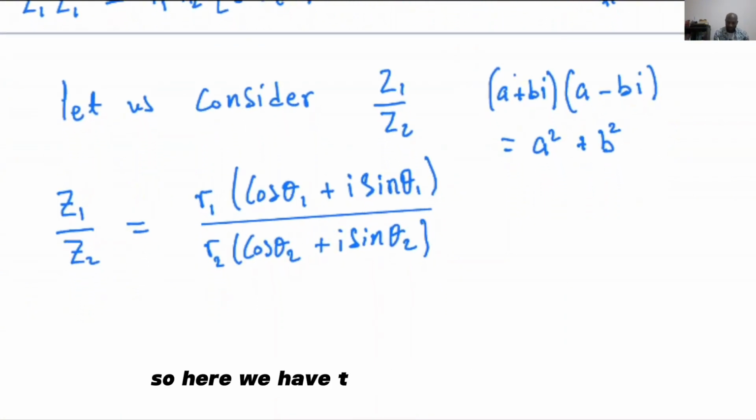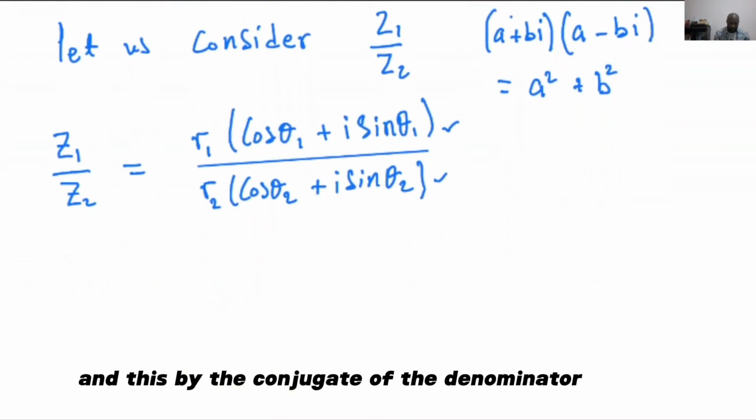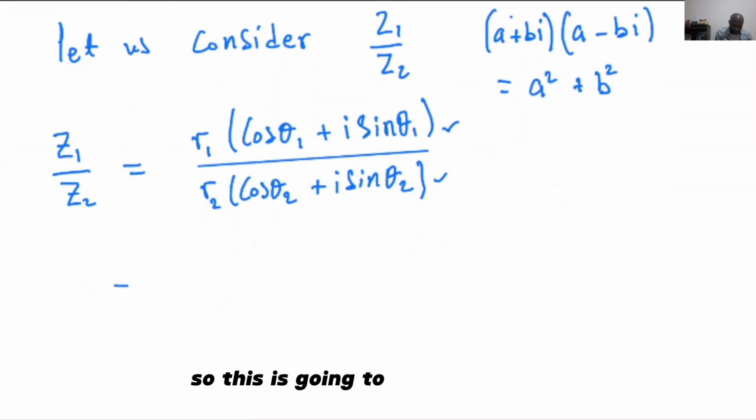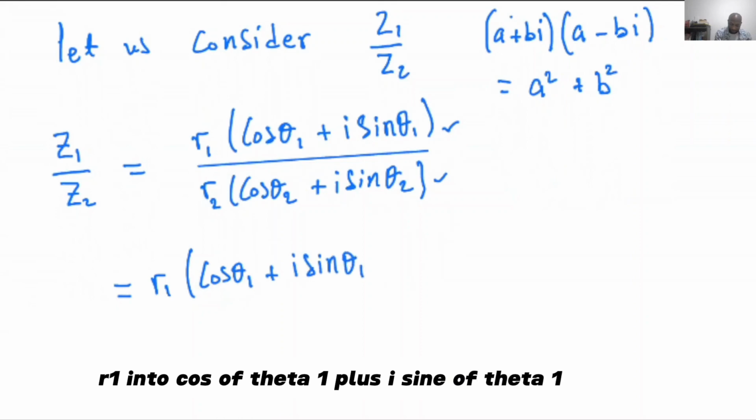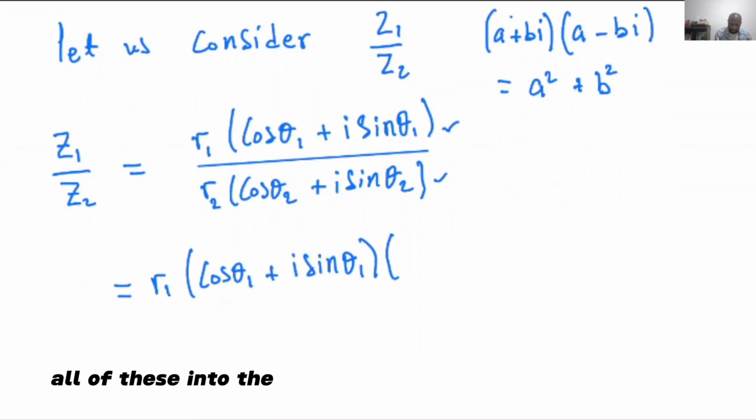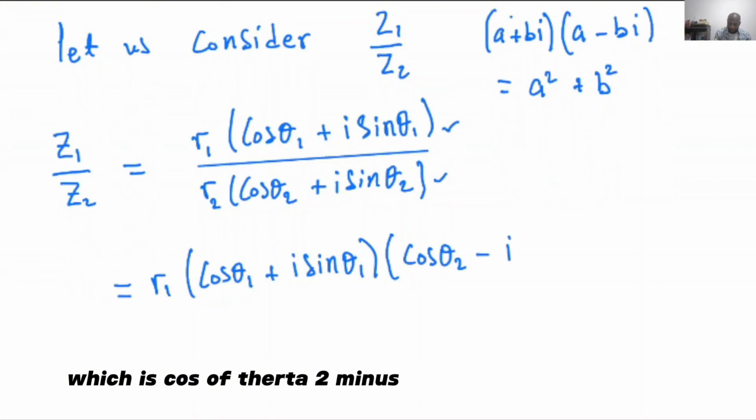So here we have to multiply the numerator and the denominator by the conjugate of the denominator. So this is going to give us r1 into cos of theta 1 plus i sine of theta 1, all of this into the conjugate of the denominator, which is cos of theta 2 minus i sine of theta 2.